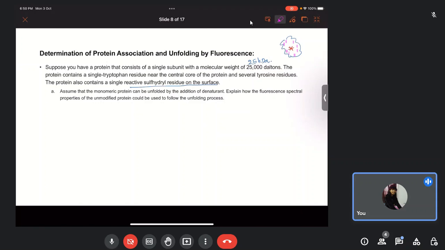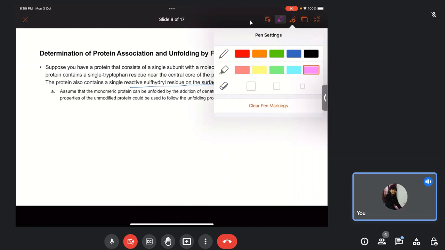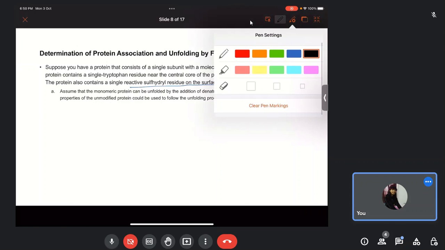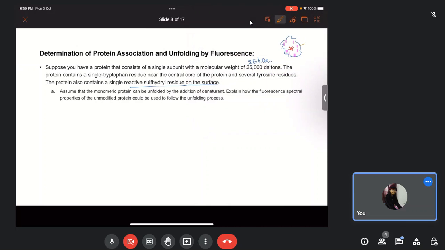Since the predominant fluorescence is being contributed by the tryptophan, you will see predominantly the fluorescence by the tryptophan. Then you have a sulfhydryl residue on the surface. Sulfhydryl means an SH group, which is a sulfur attached to a proton. So there is a monomeric subunit which forms the protein, which has a sulfhydryl group, which is cysteine. A cysteine amino acid in the protein has a sulfhydryl group present on the surface of the protein.